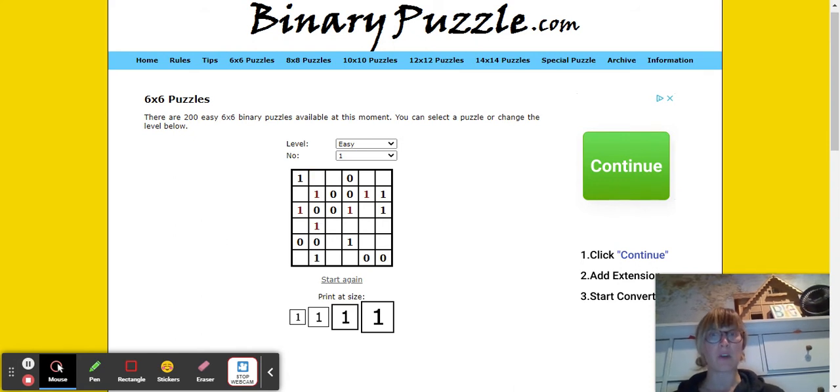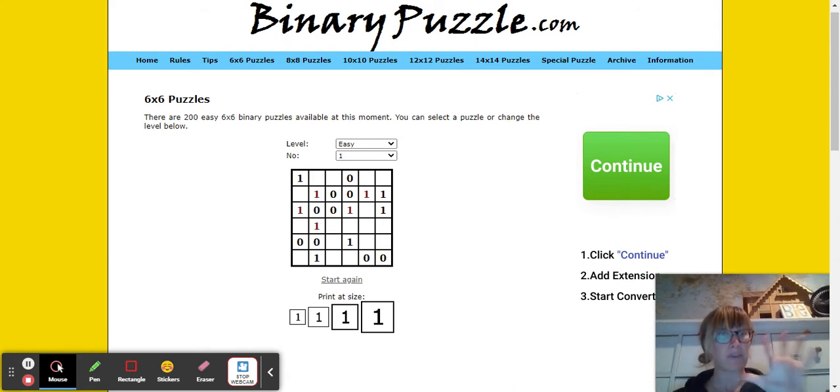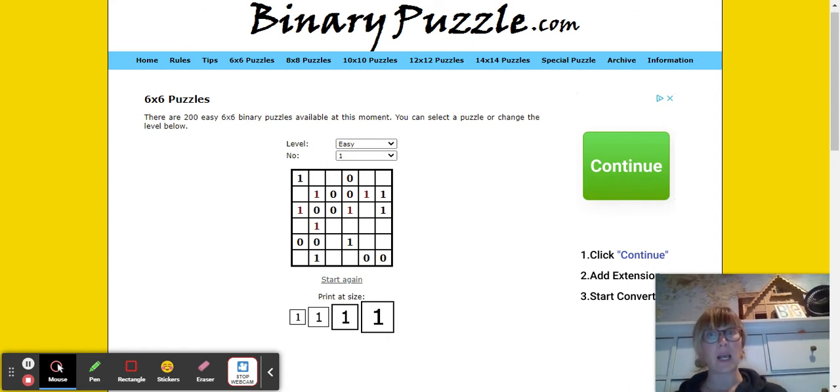However, that rule about knowing that you have to have the same amount of 1s and 0s in each column is helpful here. We have one, two, three 1s and one, two 0s. And we have to have the same amount in each column. So we know we have to put a 0 here to make it 3 and 3.